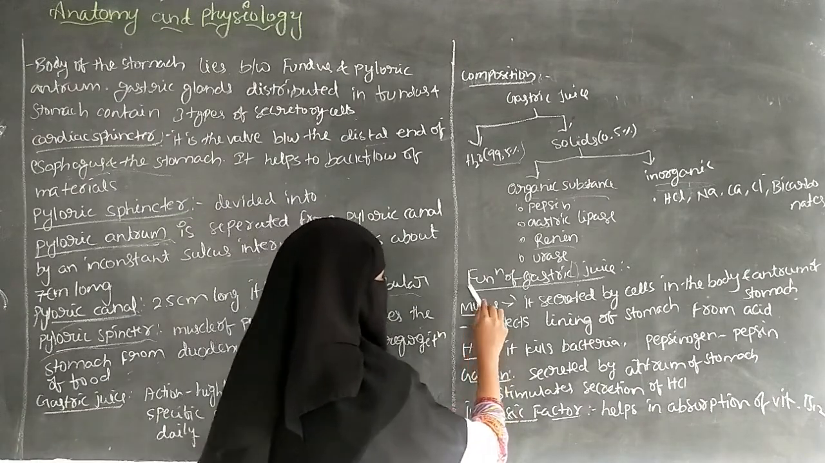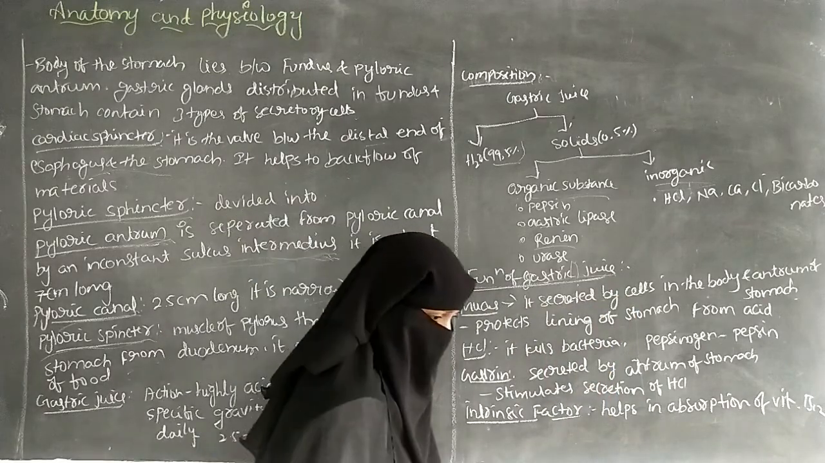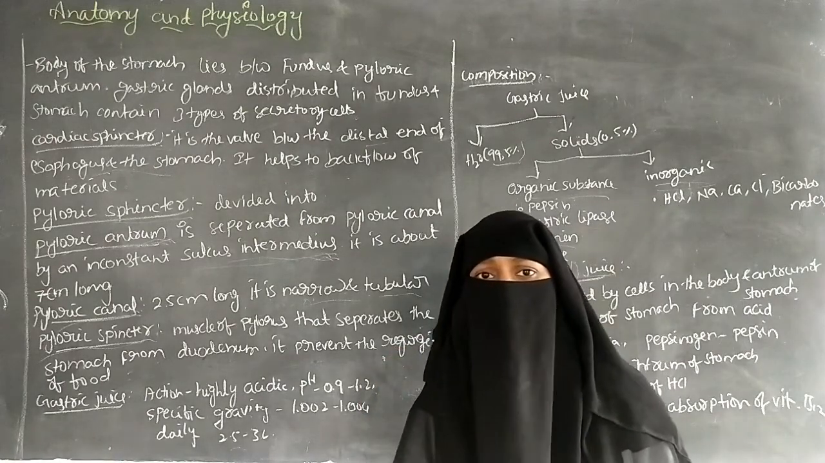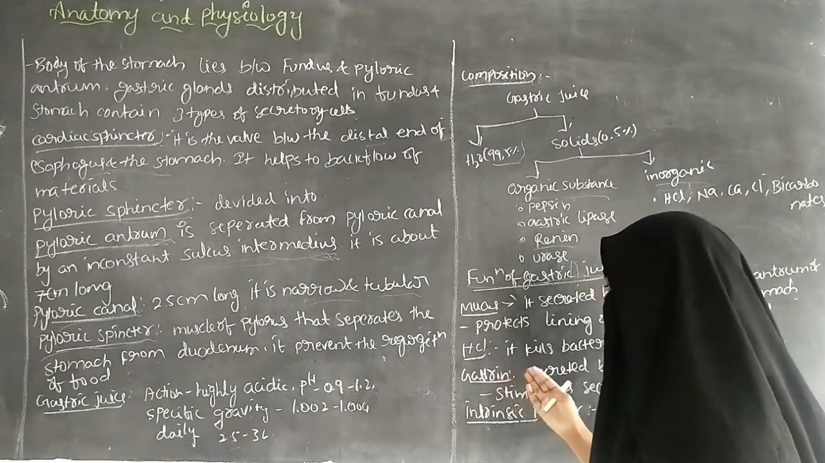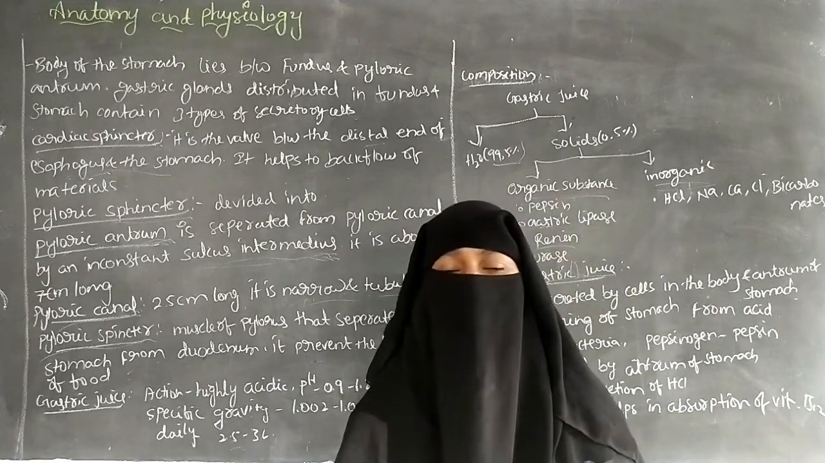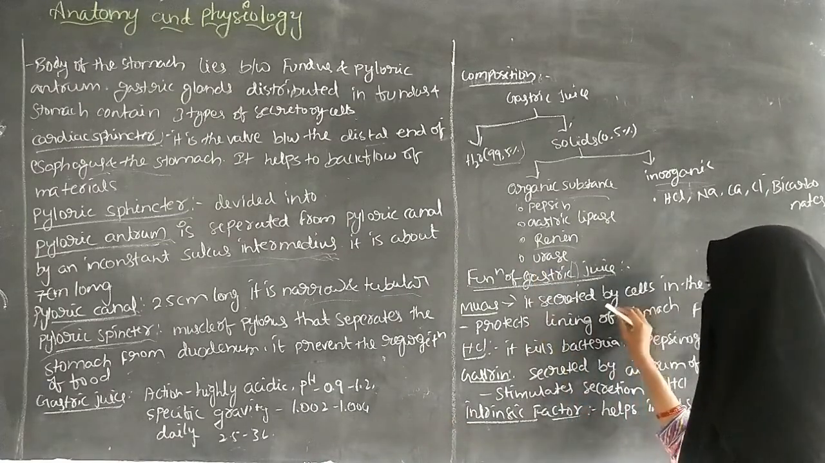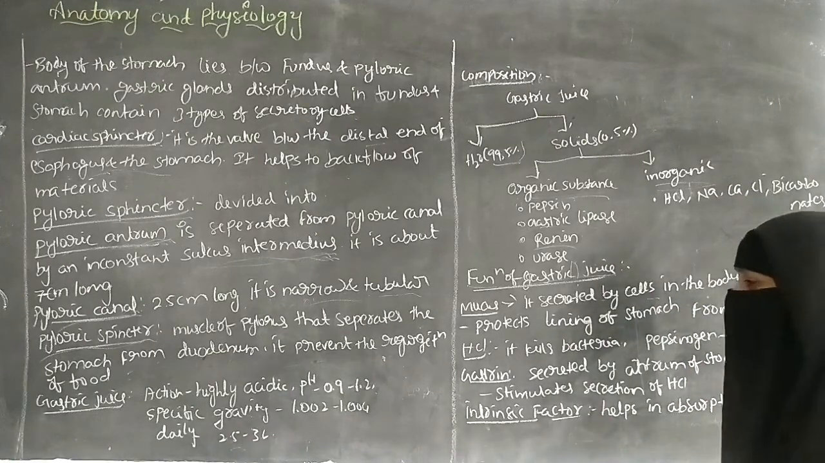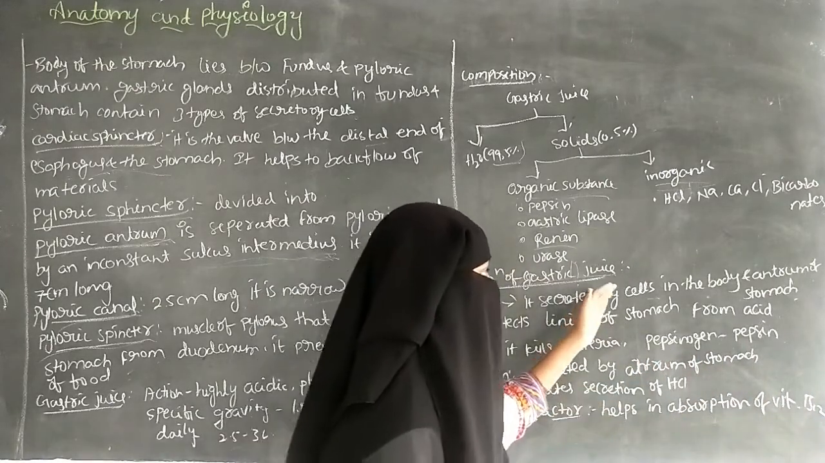The next topic is the functions of gastric juice. The gastric juice is secreted by the gastric glands, which secrete mucus, hydrochloric acid, gastrin, and intrinsic factor. The mucus is secreted by the cells present in the antrum of the stomach.